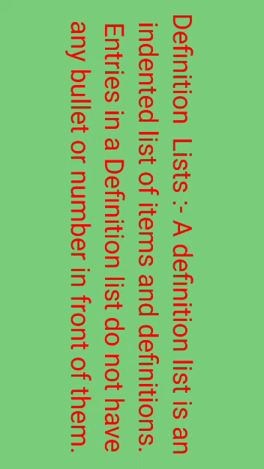Definition list. A definition list is an indented list of items and definitions. Entries in a definition list do not have any bullet or number in front of them.